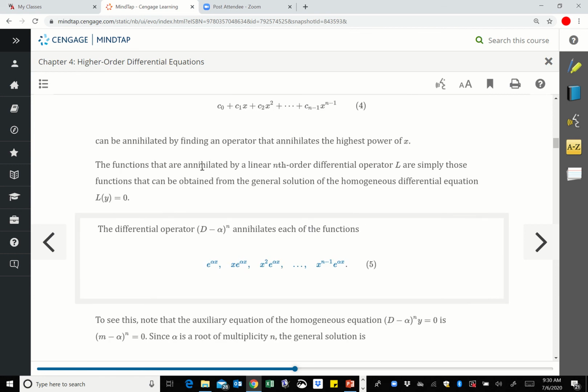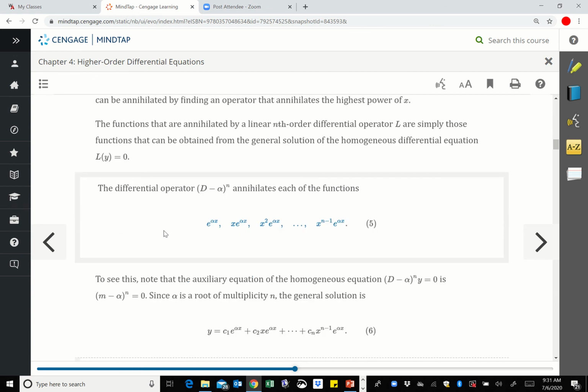The functions that are annihilated by a linear nth order differential operator are simply those functions that can be obtained from the general solution of the homogeneous differential equation L of y equals 0. So the operators that we're coming from are in many ways similar to things we saw in the past, where they're the general solution of the homogeneous linear differential operator L of y equals 0.